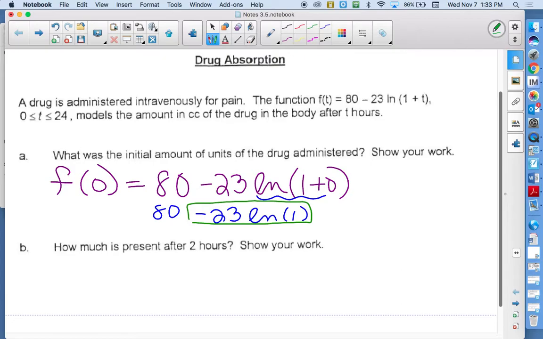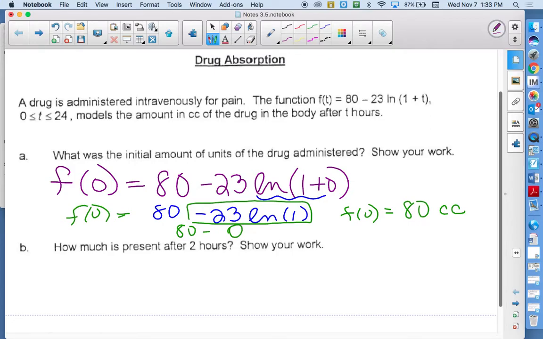So the log of any base of 1 is 0. The natural log of 1 is also 0. So for the amount of the drug that was administered, because this is 0, 80 minus 0 would be 80. So of this pain medicine, we have 80 cc's of the drug that was administered. And that's the initial time, when it's first getting pumped into the IV.